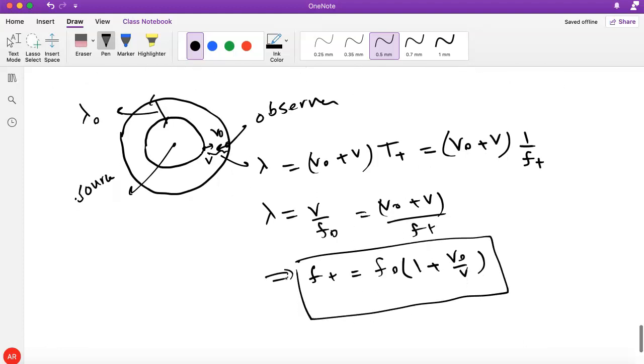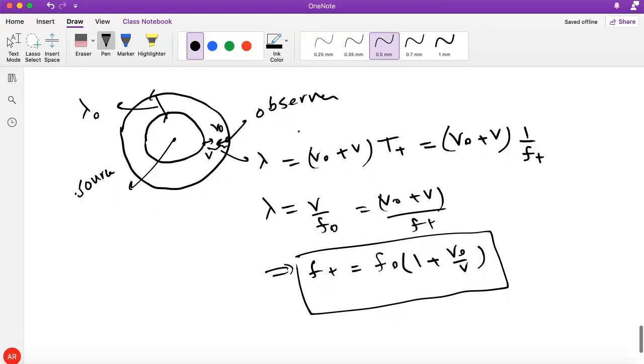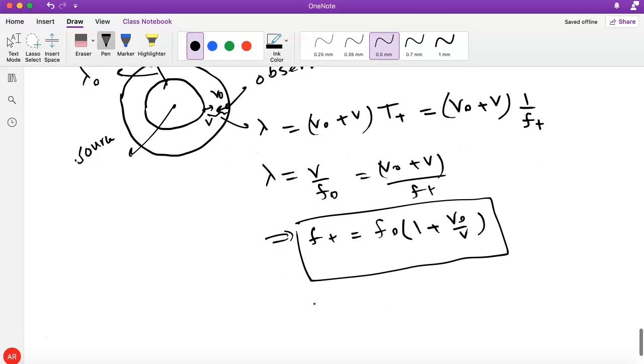And similarly, if the observer is moving away, the only thing that changes is the sign of V observer, right? So we find that if the observer is moving this way, the observed frequency becomes f0 (1 minus V observer over V).